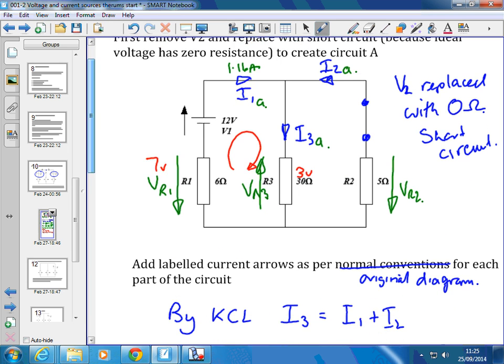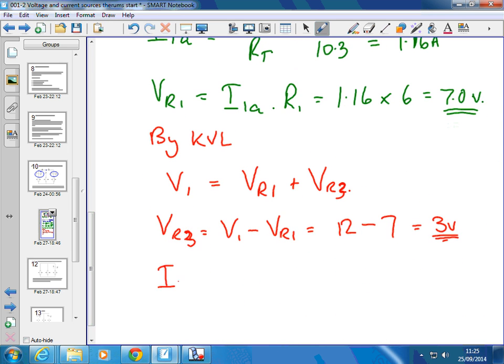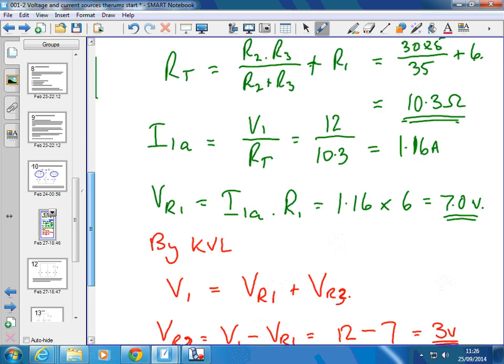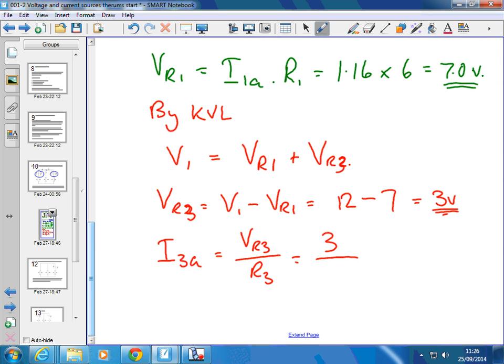So I3A is equal to VR3 over R3. That's 3 volts, and R3 is 30 ohms. 3 over 30 is 0.1 of an amp.